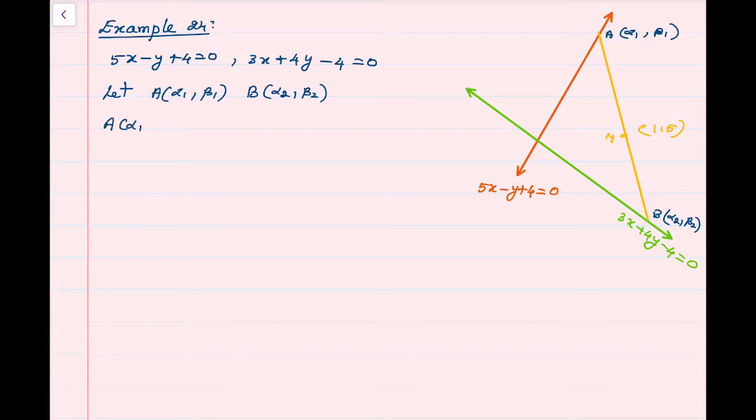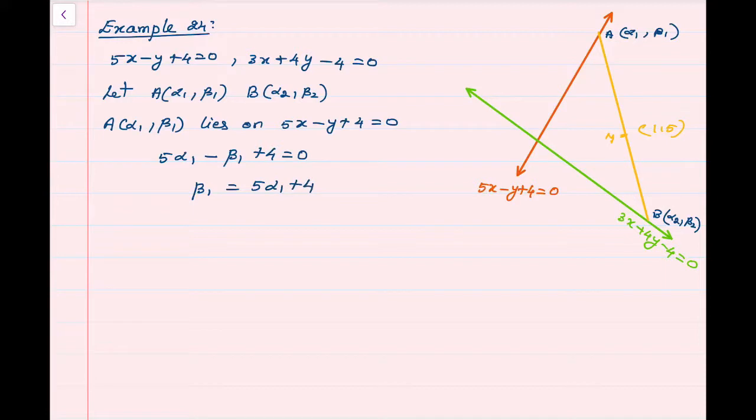A point lies on the first line, 5x minus y plus 4 equal to 0. So, it should satisfy that equation. 5 alpha 1 minus beta 1 plus 4 is 0, from which we can get beta 1. Beta 1 is 5 alpha 1 plus 4. This is our first equation.